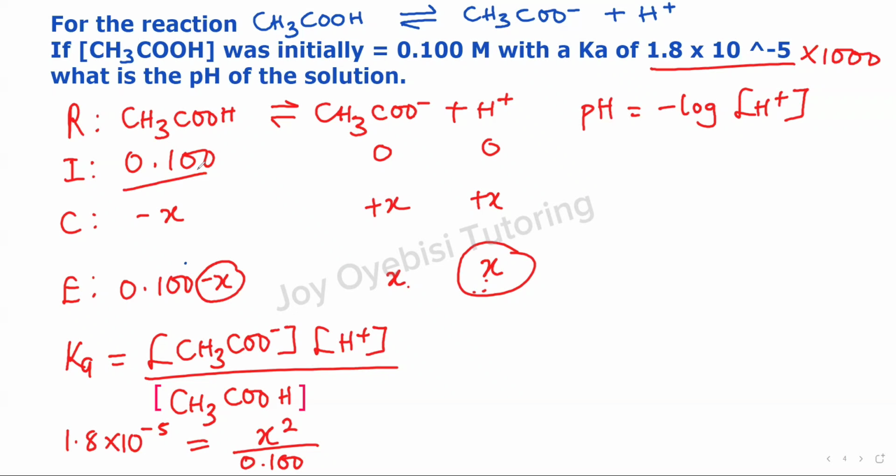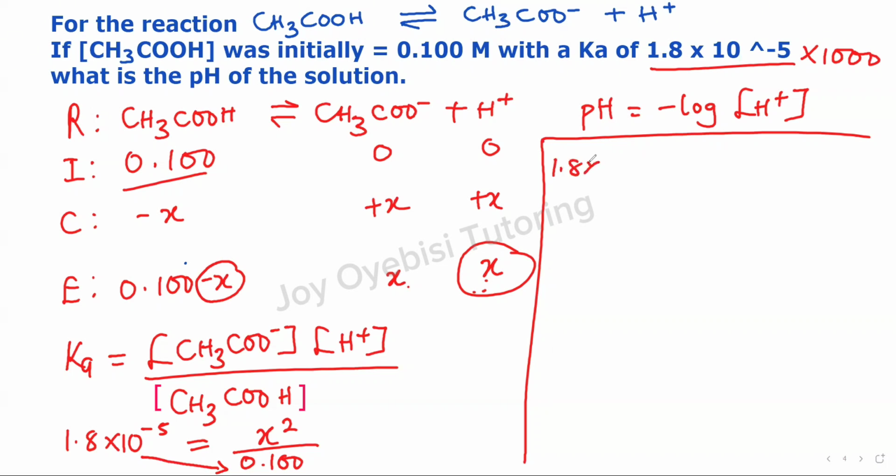So with that said, we're going to go ahead and cross multiply. So you have 1.8 times 10 raised to the power of -5 times 0.1. That gives me 1.8 times 10 raised to the power of -6. And then this is equal to x squared. So to find x, you take the square root of both sides. X will then be equal to the square root of 1.8 times 10 to the -6, and that gives us 1.34 times 10 raised to the power of -3. That is our x value.